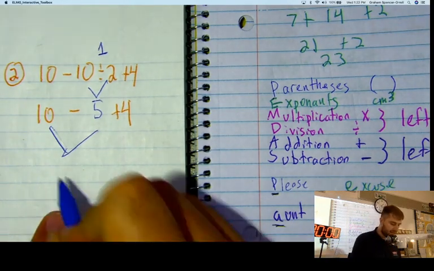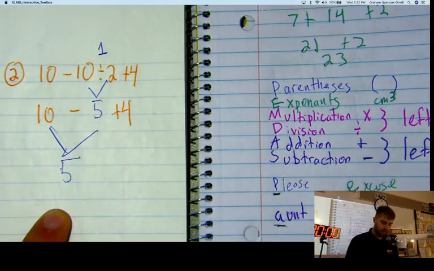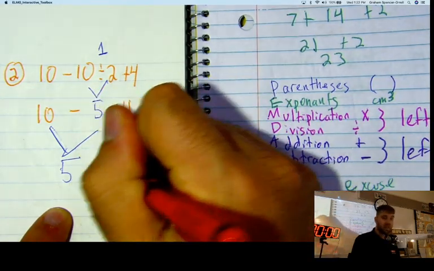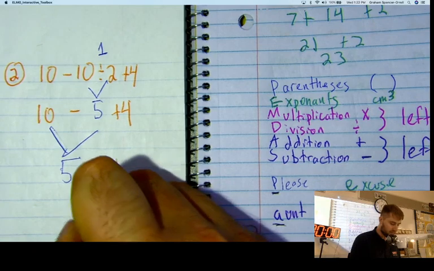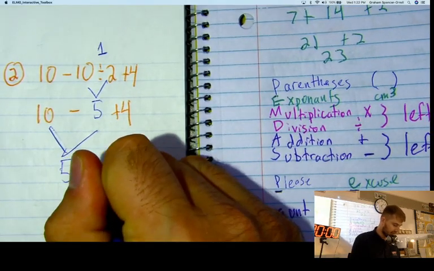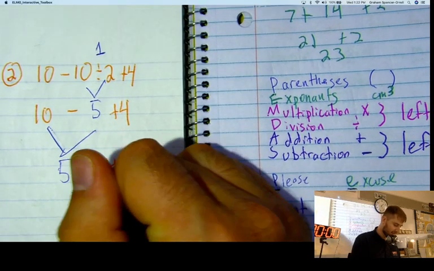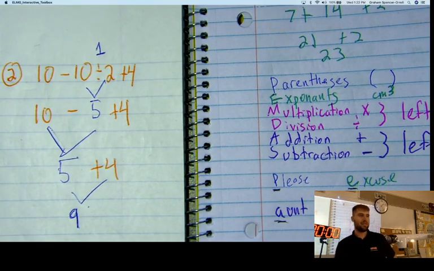So 10 minus 5 is 5. Then we have 5 plus 4. There's only one thing left to do, so we'll do 5 plus 4, which is 9. It is 9. Mr. Spencer, you know how to add? Absolutely.